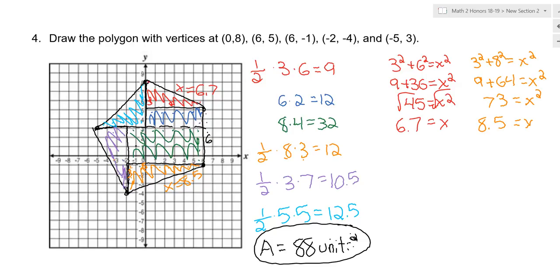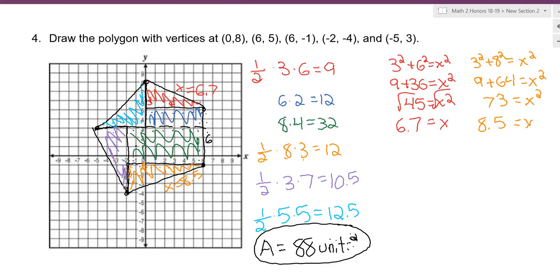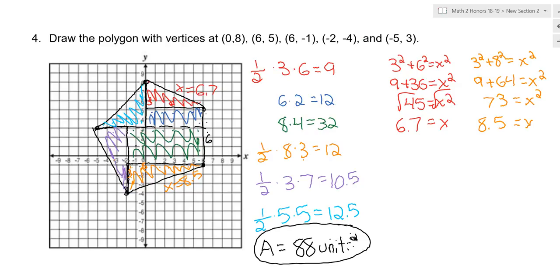Next, we have to do our purple piece, which was a 3 and a 7, right? So 3 squared plus 7 squared is 58. Square root. That comes out to 7.6.